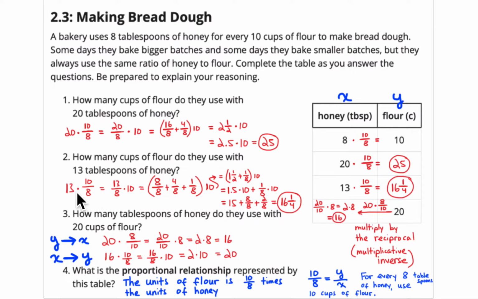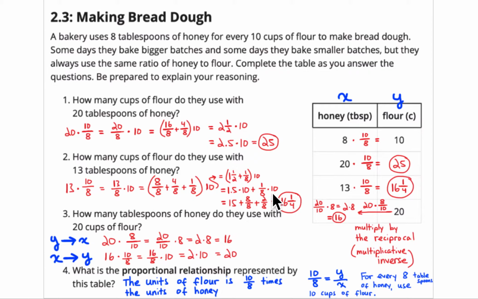Or 13/8 times 10. Well, 13/8 is the same as 8/8 plus 4/8 gets me to 12/8 plus 1 more 8. The reason I want to do that, I know that 8/8 is 1. I know that 4/8 is 1/2. And then I'm going to add this last 1/8. And that all gets multiplied by 10. So you follow these steps down here. 10 times 1.5 plus 1/8 times 10. 10 times 1.5 is 15.